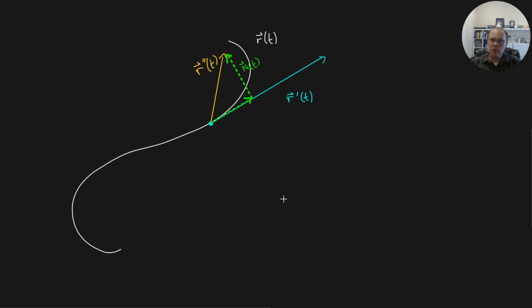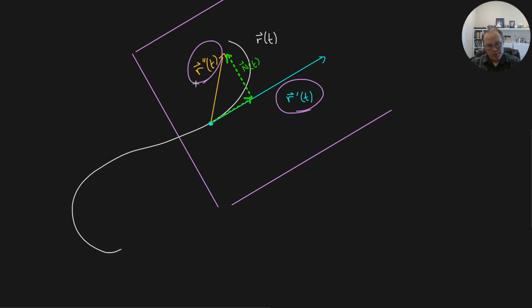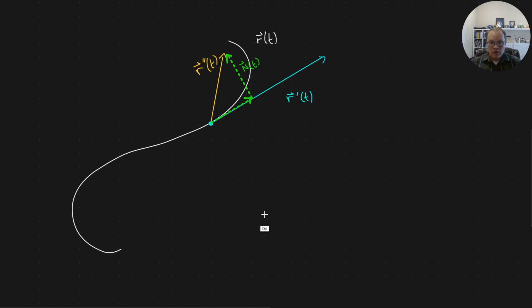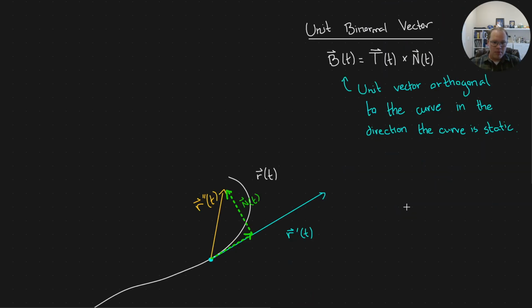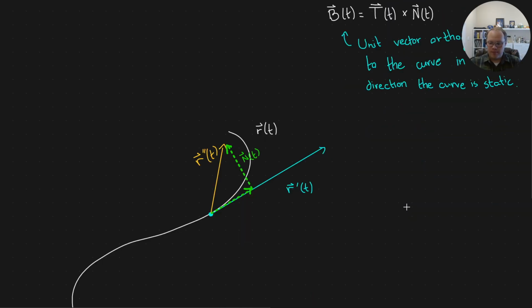Notice what that means. That means that the plane containing r prime and r double prime is the same plane as the plane containing the tangent vector and the normal vector. So we could find the binormal vector by taking the cross product of the unit tangent vector with the normal vector. But we get the exact same direction if we take the cross product of r prime with r double prime.